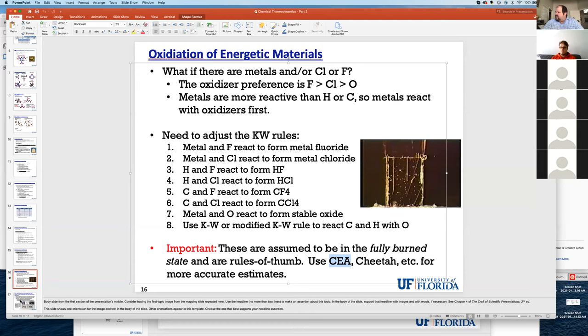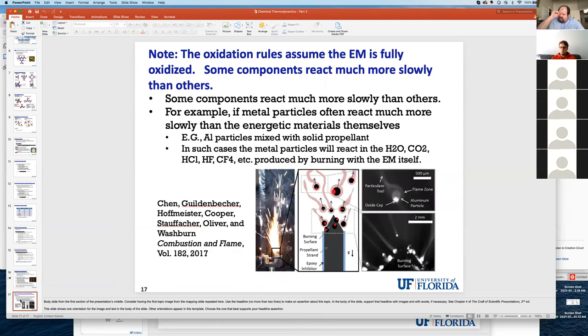There's another little caveat with this: the oxidation rules discuss the final products, but that does not say anything about how long it takes to oxidize all of those components. Some components actually burn much more slowly than others. For example, if you have metal particles embedded into the propellant, they will react much more slowly than the energetic materials themselves. A classic example would be aluminum particles.